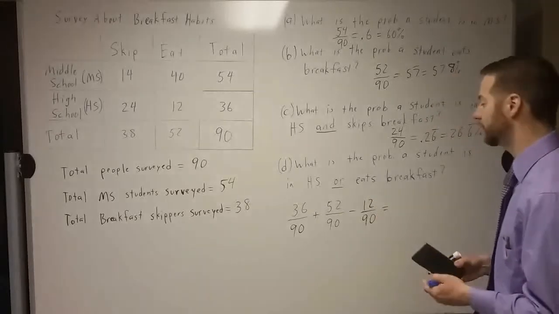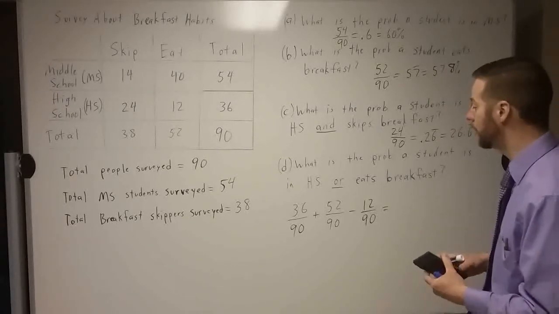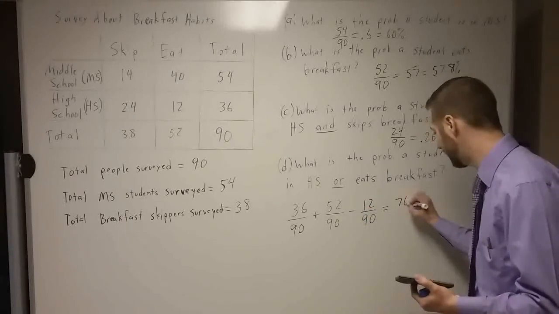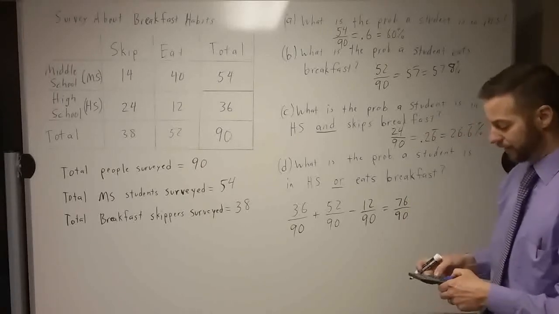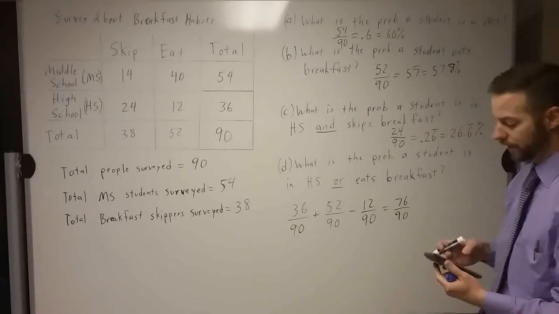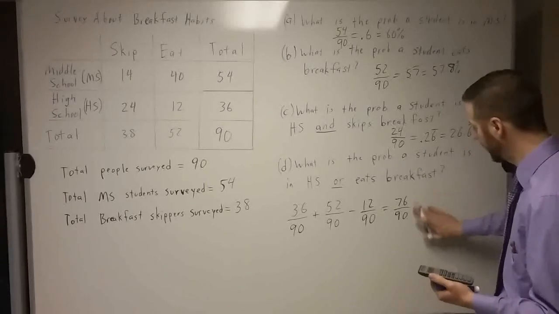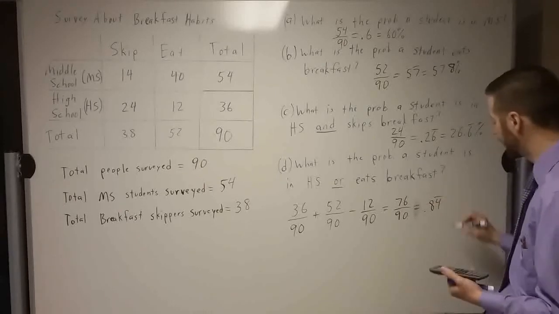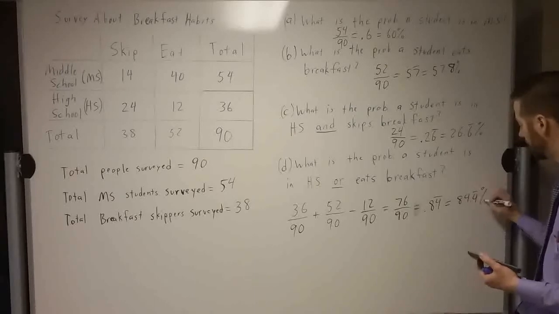All right, so if I do this, I've got 36 plus another 52 and then minus 12. So that's basically just 36 plus 40, and so that's 76 out of 90. And again, since 76 over 90, we could work on simplifying that. I'm going to get it as a decimal instead, and so this is exactly equal to 0.84 repeating, or in other words, about 84.4 repeating percent.